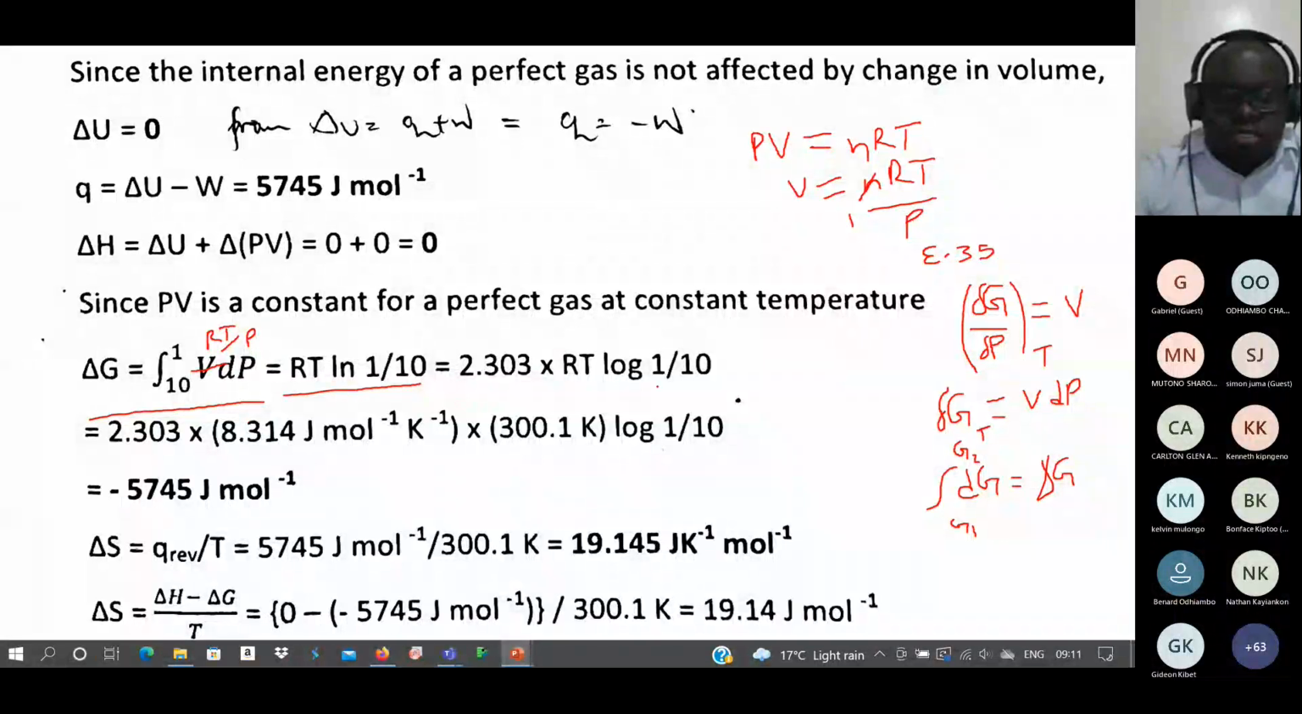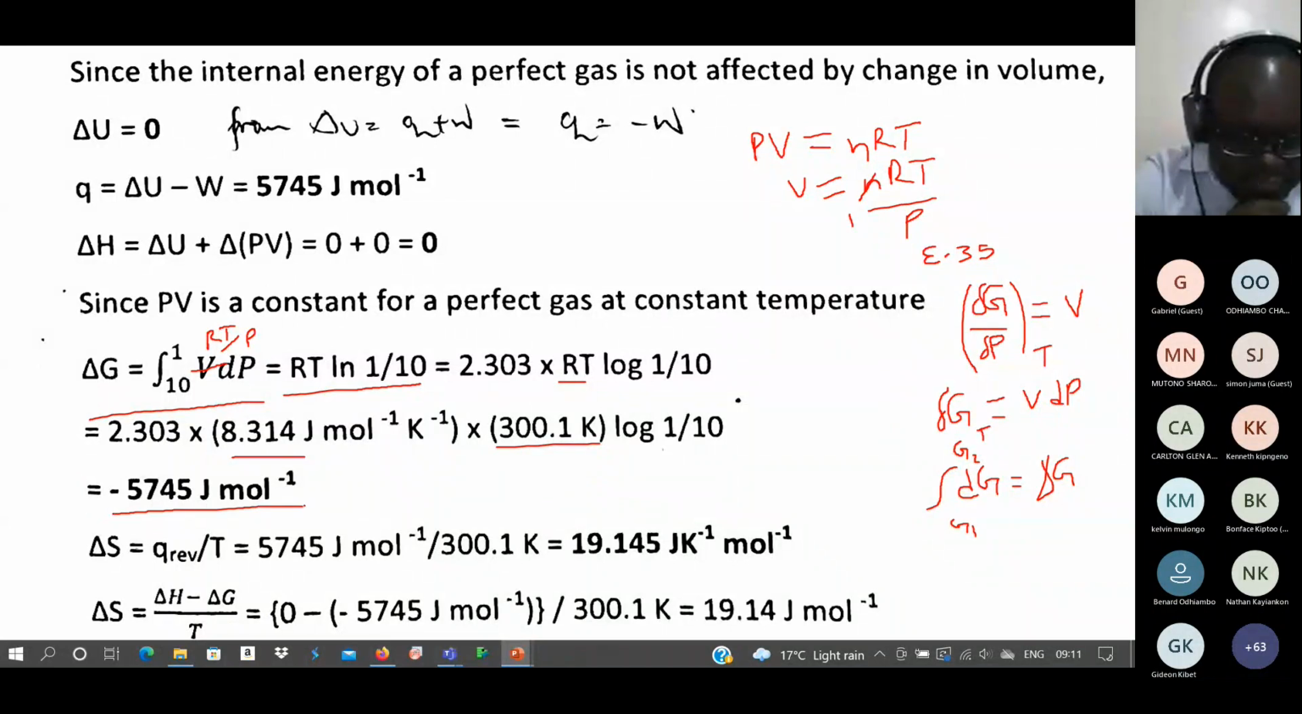(2.303) RT, the log of 1 over 10. So here when you put in the values for R and T, which are 8.314 and 300 Kelvin, you get the value of delta G being equal to minus 5745 joules per mole.